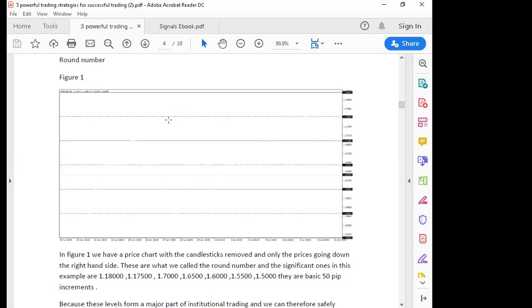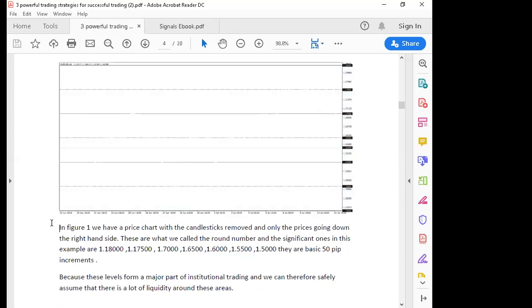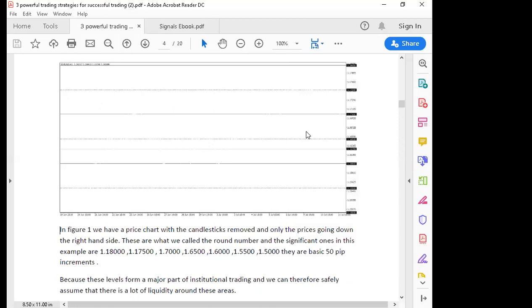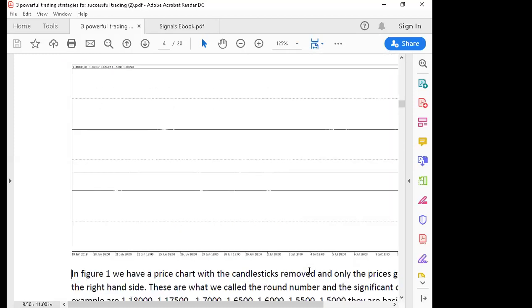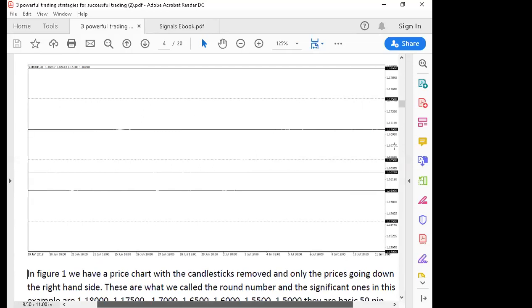Now in figure 1, okay, this is figure 1. We have this price chart with candlesticks removed, and only the prices going down on the right hand side. So these are the prices. Let me just try and zoom in to 100, 125. Let's see. 125 is fine. Okay, 125 it is.